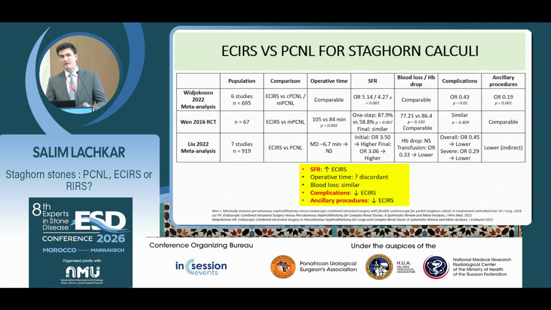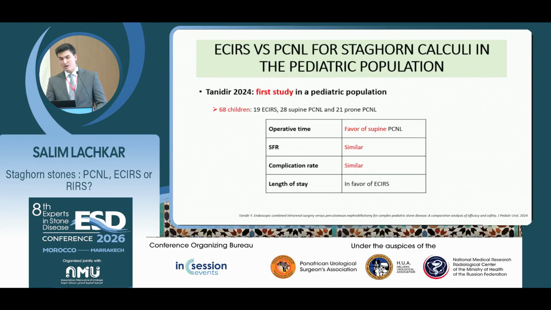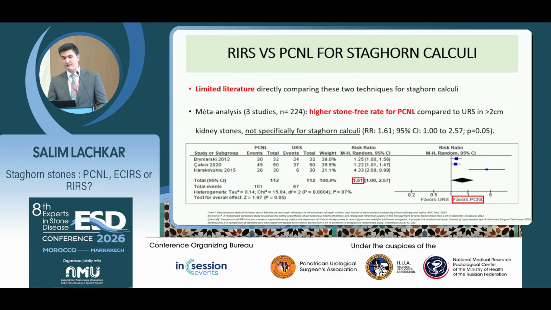If we compare the techniques between them, there are some very interesting papers that have been recently published. Two meta-analyses and one randomized controlled trial, and we see that ECIRS improves the stone-free rate and lowers the complications and ancillary procedures. Just to mention that we can also safely use ECIRS in the pediatric population, which was first studied in 2024.